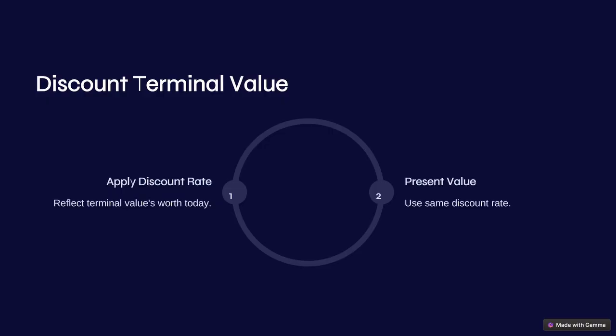So what we will do is calculate the discounted value of the terminal value by applying the discount rate. We will be using the same discount rate which we have been using for calculating the present value of all future cash flows, and that discounted terminal value will reflect the terminal value's worth today.